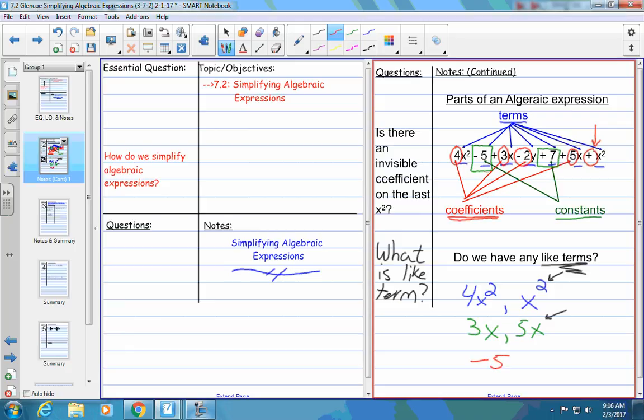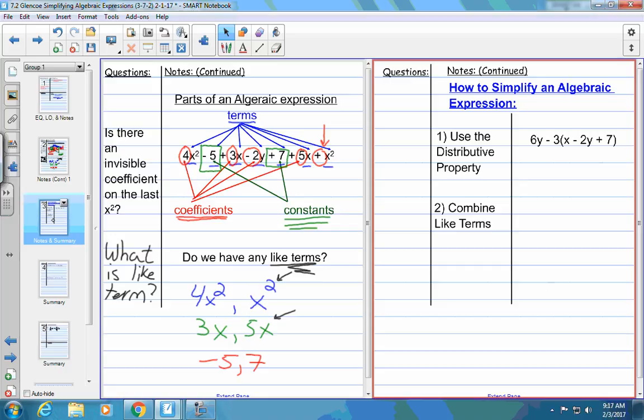Remember, when we're talking about like terms, I'm not asking, do they have the same number? I'm asking, are they like terms? So negative 5 has no variable. Are there any other numbers in this expression that have no variable? Yeah, it's the 7. Okay, so again, like terms do not mean the same number. They mean, do they have the same variable and the same exponent? And you may have just realized that constants are like each other because they all don't have any variables. Okay, so let's move on and see how we're going to do this in a problem. You can pause here and copy down what you see.